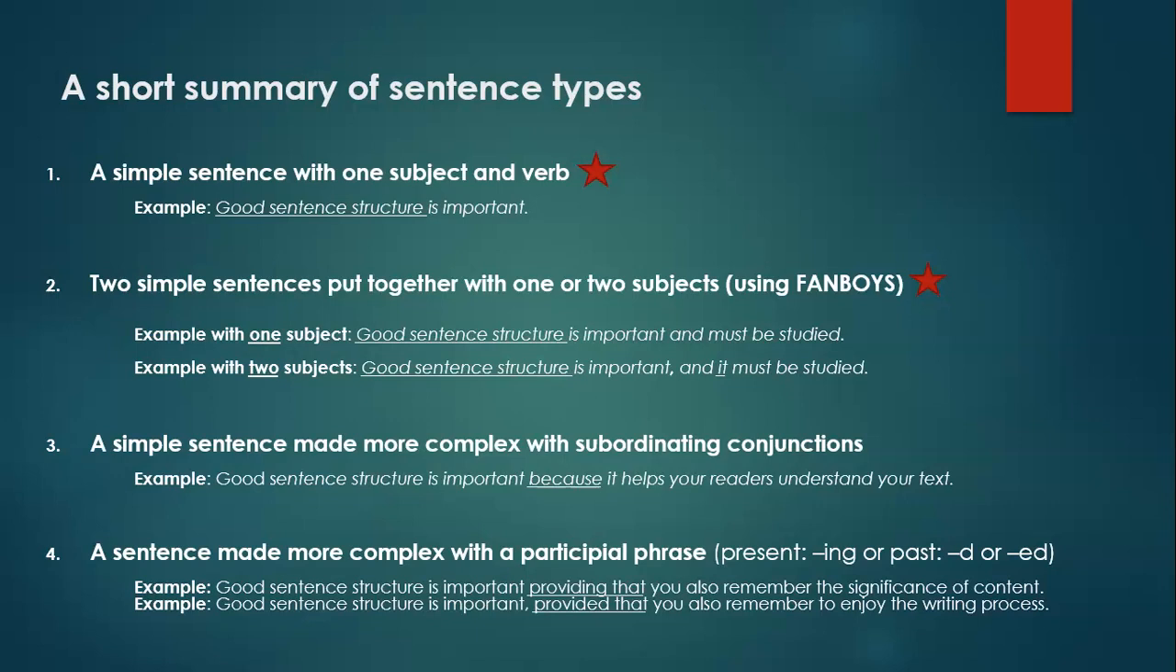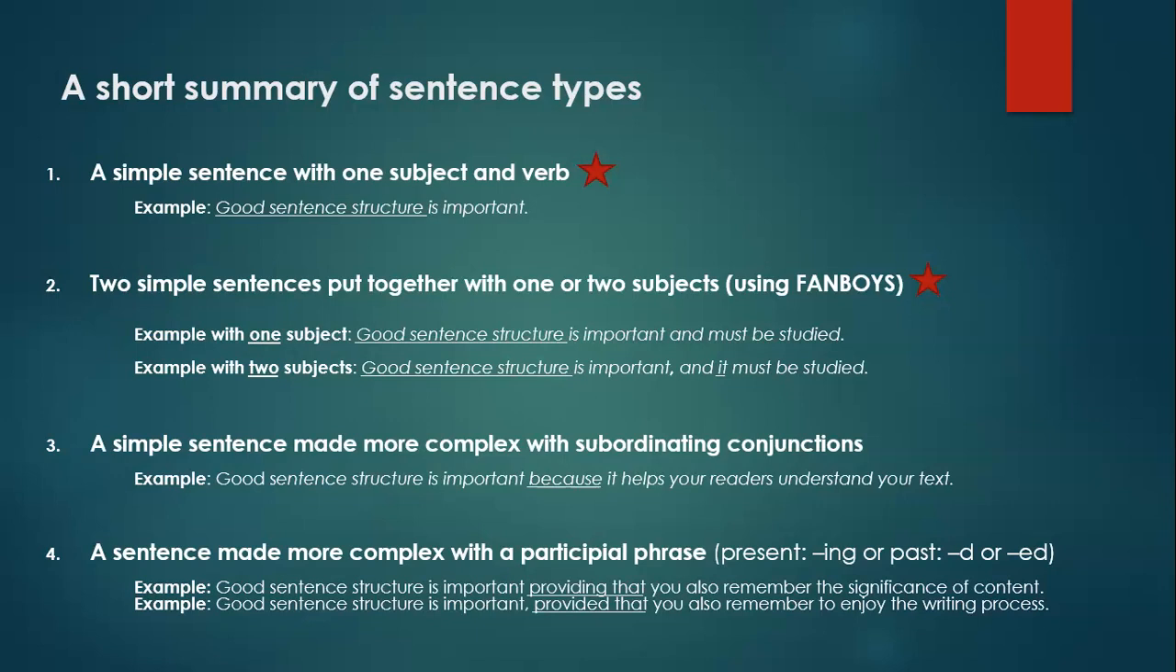2. Two simple sentences put together with one or two subjects using fanboys or conjunctions. Example with one subject, good sentence structure is important and must be studied. Example with two subjects, good sentence structure is important, comma, and it must be studied. Number 3, a simple sentence made more complex with subordinating conjunctions. Example, good sentence structure is important because it helps your readers understand your text.